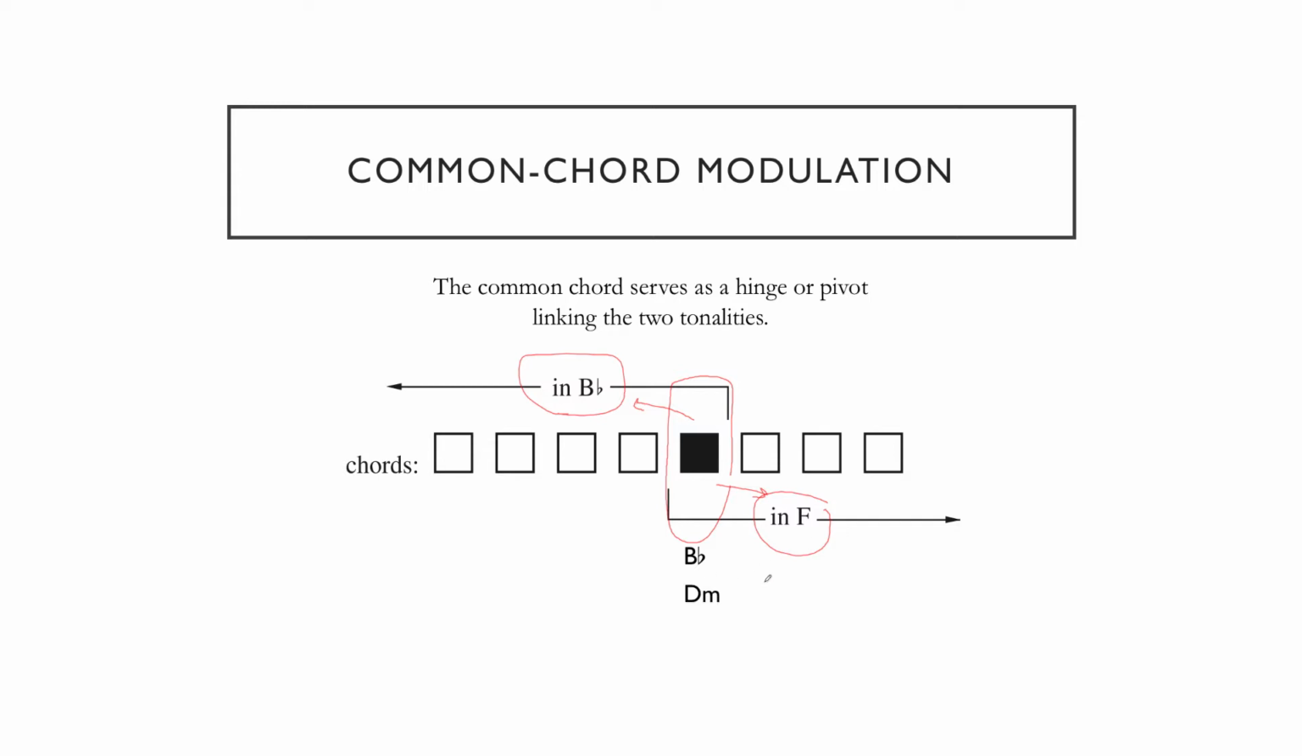It could be D minor, the third degree of B flat major, and the sixth degree of F major. It could be F major, the fifth degree of B flat major, and the tonic chord of F major. And it could be G minor, the sixth degree of B flat major, and the second degree of F major.